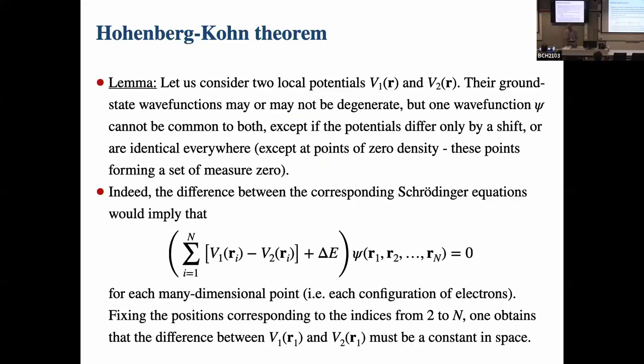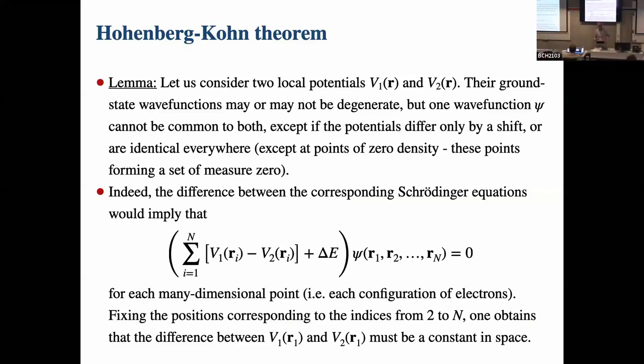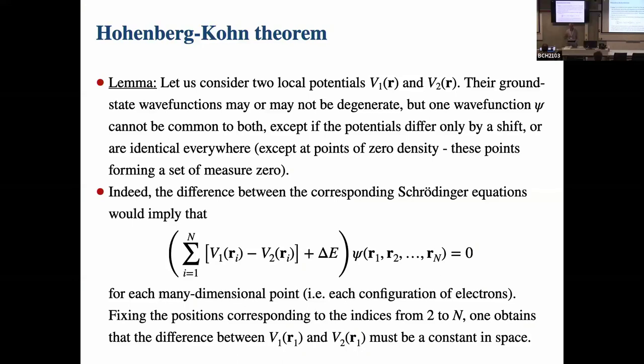So how did they show that? There's first a lemma, okay? And let's consider that we have two local potentials, V1 and V2 of r. So their ground state wave function, which can or cannot be degenerate. But we can demonstrate, that's the idea of the lemma, that one wave function cannot be common to both these two potentials, except if the two potentials are equal to one another up to a constant, okay?